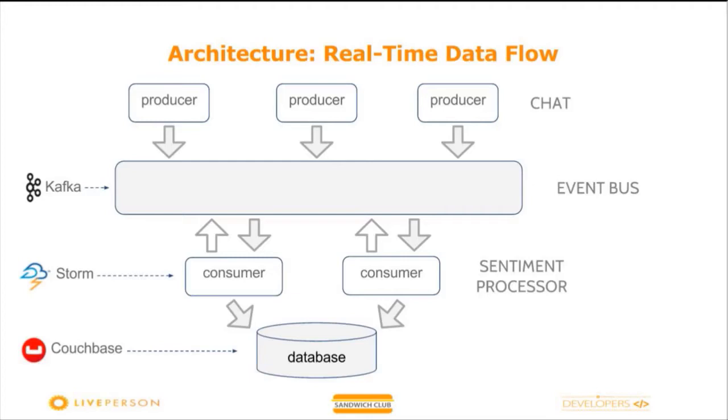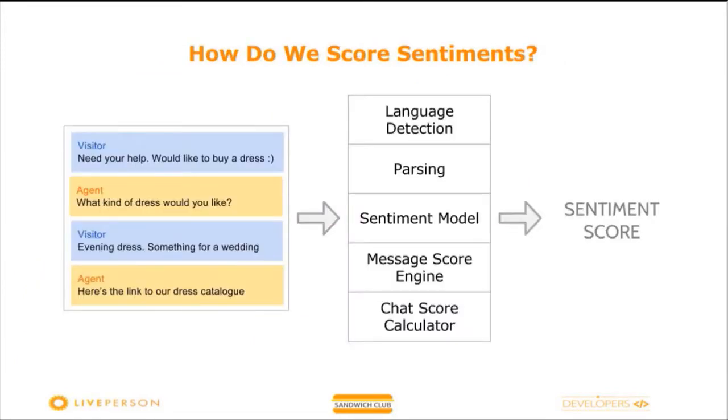So this is the basics of our architecture. And now let's dive a bit into the sentiment processor. What exactly are we doing in order to calculate the sentiment score? So we have as an input the text, the chat data. We process it, and we output the sentiment score.